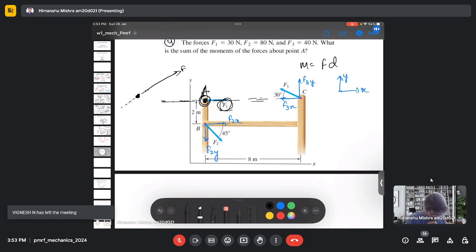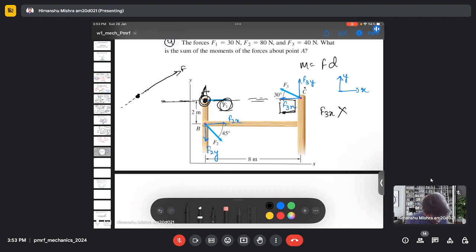Now for the force F3, so first let's consider F3x here. Now there is no perpendicular distance of force F3x to A, and therefore what happens? The contribution for F3x will not be there.